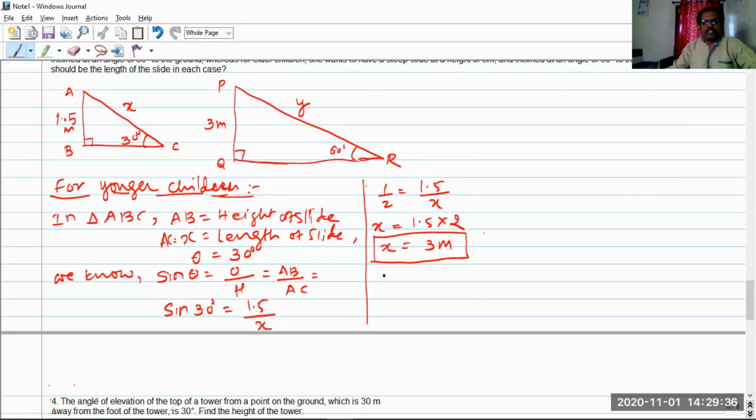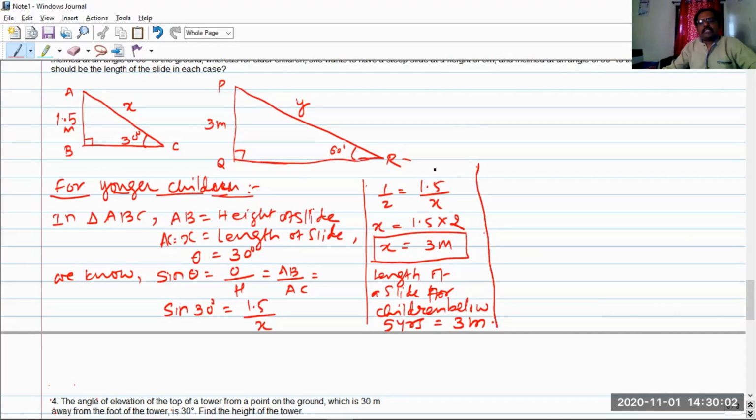This is the first one. So you can say the length of a slide installed for children below 5 years is equal to 3 meters. This is the first case. Now the second case.